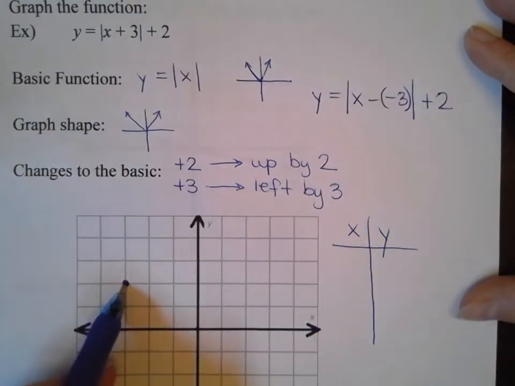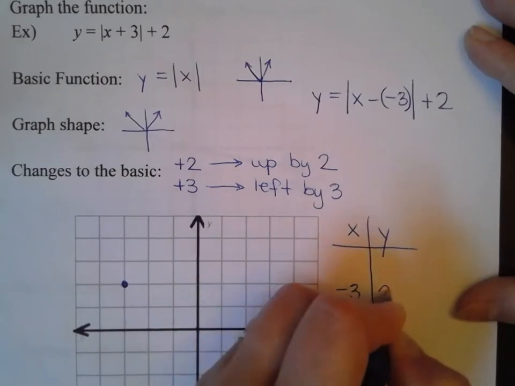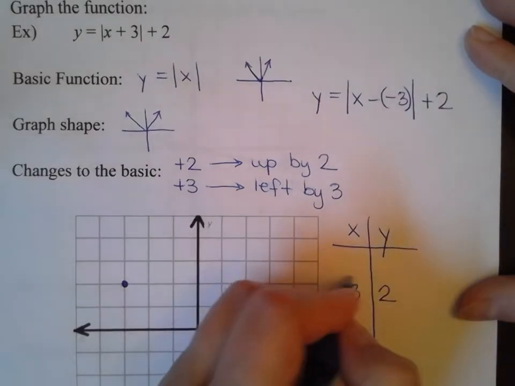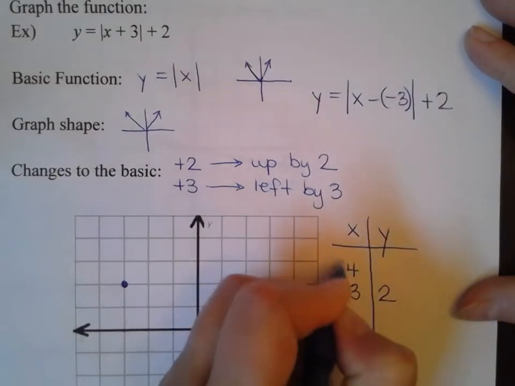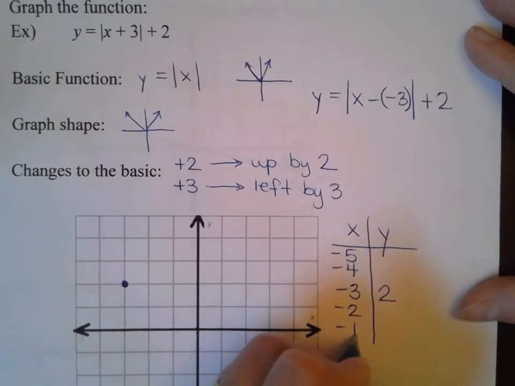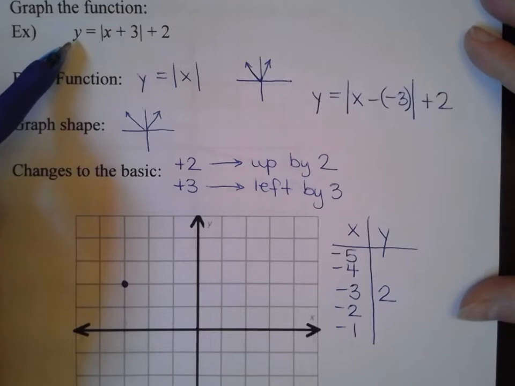Think of this almost like this is the center of the V. It's sort of like the vertex of a parabola. And it's happening at negative 3, 2. My V shape is going to happen around that, so I could pick a couple of numbers smaller and a couple of numbers bigger. And I could plug them into my original equation.